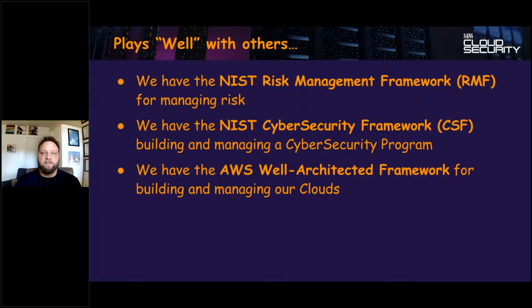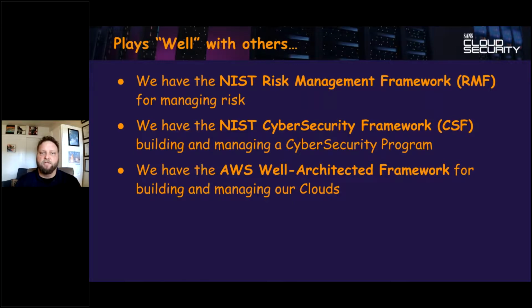Maybe you don't subscribe to NIST. Maybe you use other frameworks. There are a number of other industry respected frameworks out there. Or maybe your program is not as mature or you're not guided by any industry respected frameworks at this time. That's okay. If that's the case, I would strongly encourage you to adopt these respected frameworks.